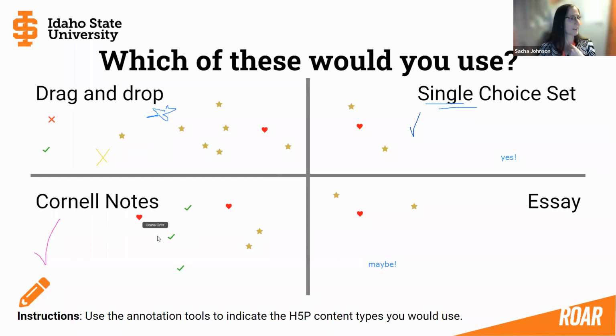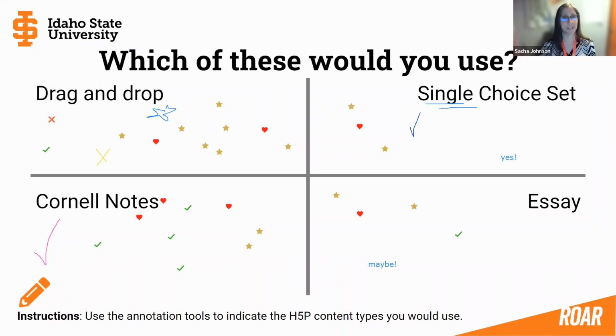A few more than I expected chose Cornell Notes. That's awesome. And maybe the essay, definitely single choice set. Depending on how these questions are written, you can get at the higher level of Bloom's. The Cornell Notes, I think, is a fantastic way for students to get used to taking good notes. It is a way to guide students through the note-taking process and could be used for any number of classes to get them thinking about the content that they're reading and watching, and making sure that they're getting the most out of it.